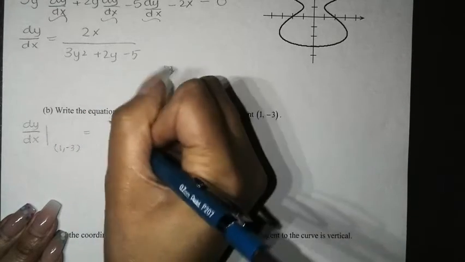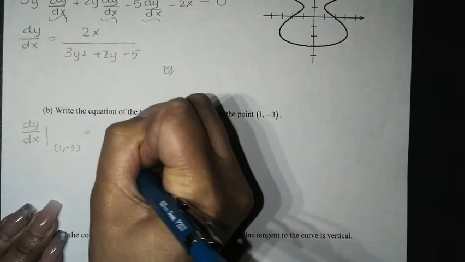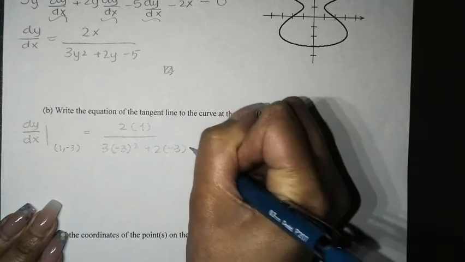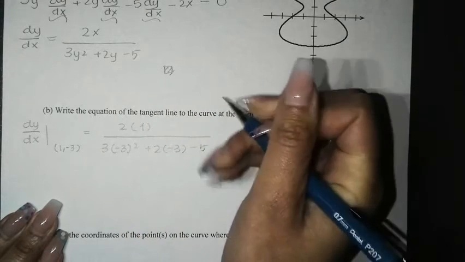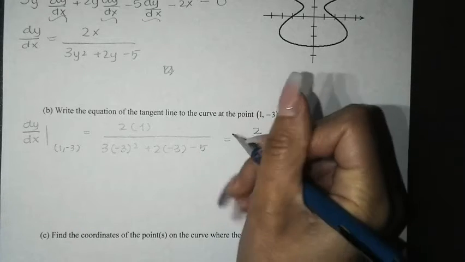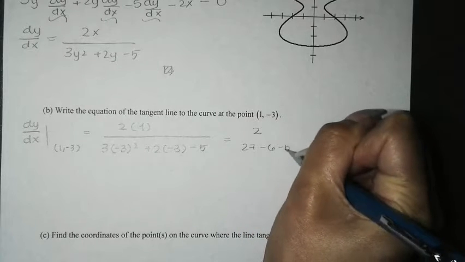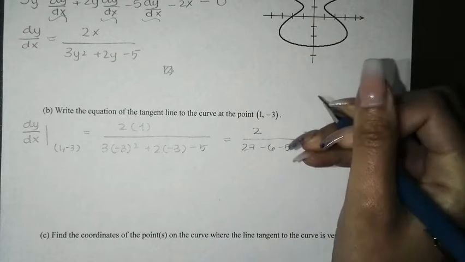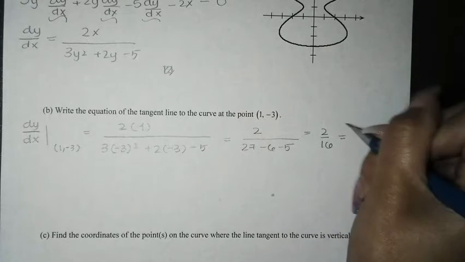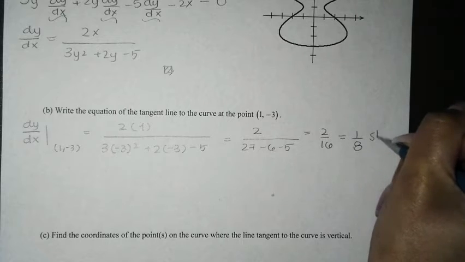So you do it naturally. Your x is 1, your y is -3, so you just plug it there. Then you're like, okay, this is 2, this is 27, this is -6, this is -5, and then you combine them and you have 2 over 16, which you know is 1 over 8. And you know that this is your slope.